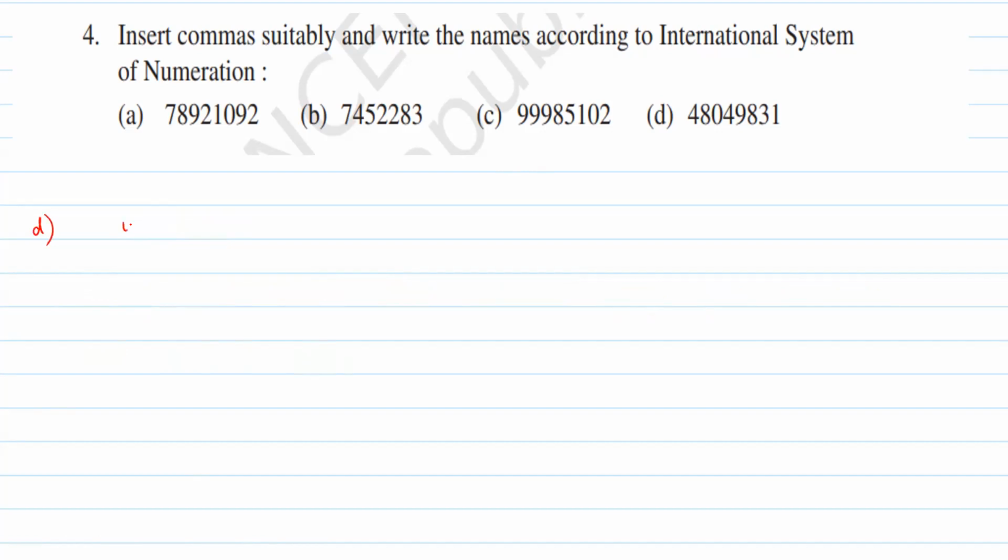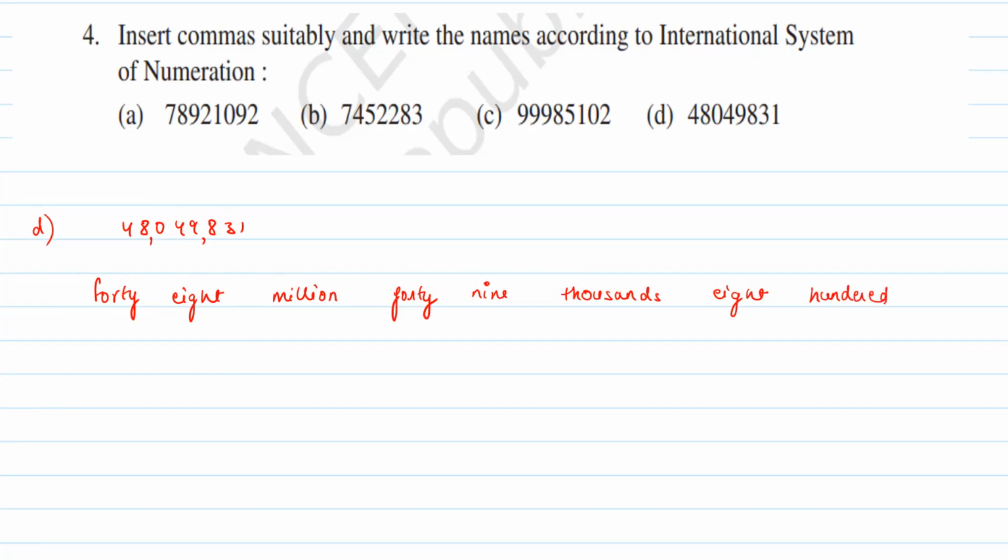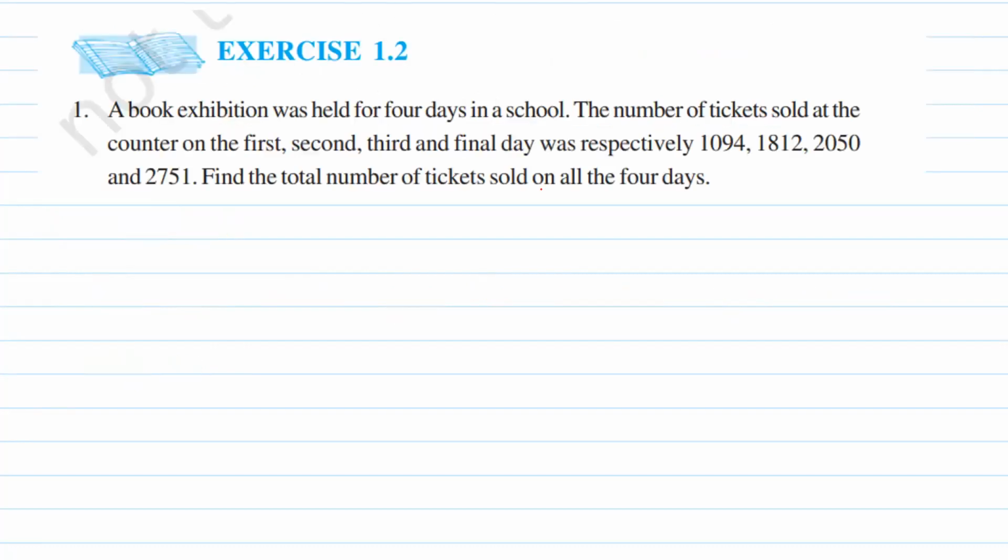D part, 48049831, comma, 48 million. We are not going in billions. 48 million. Now 0 is here, so we will ignore it. 49,831. This is the answer. Okay. So this was the exercise 1.1.